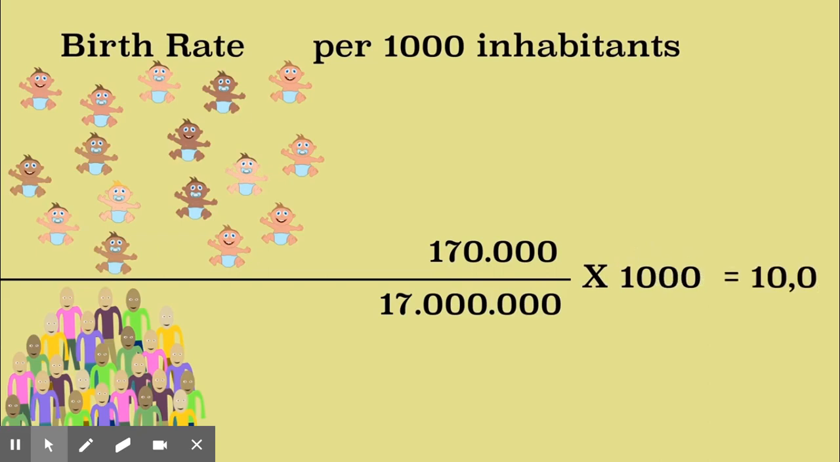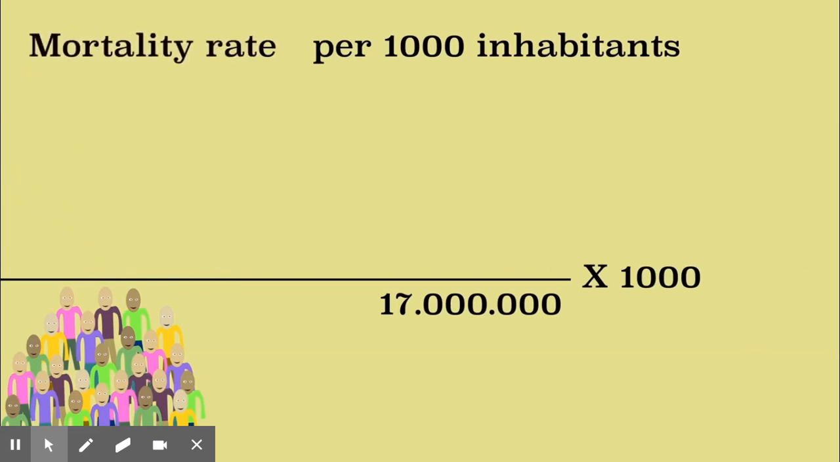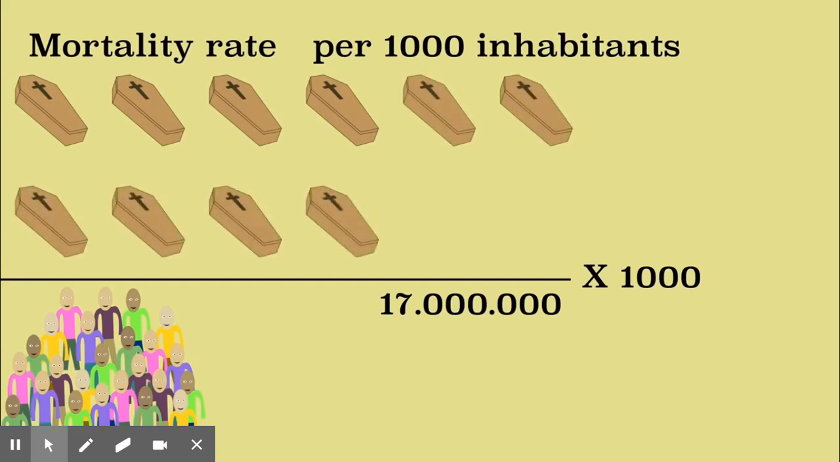The mortality rate is calculated almost in the same way, but here we divide the number of deaths by the inhabitants. In 2016, 150,000 people died in the Netherlands. We divide 150,000 by 17 million and multiply it by thousands, and then it appears that the mortality rate of the Netherlands in 2016 was 8.8.